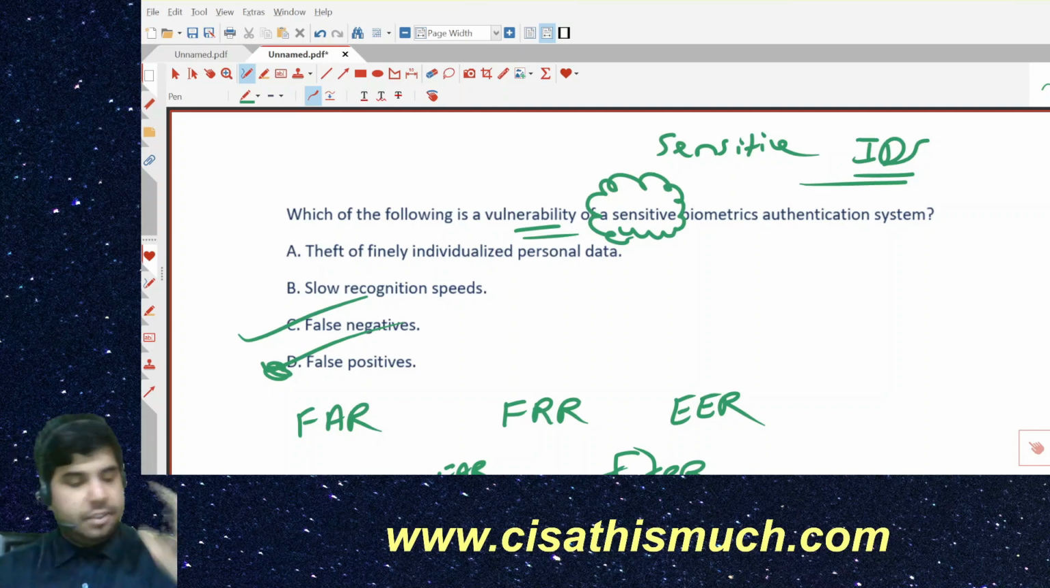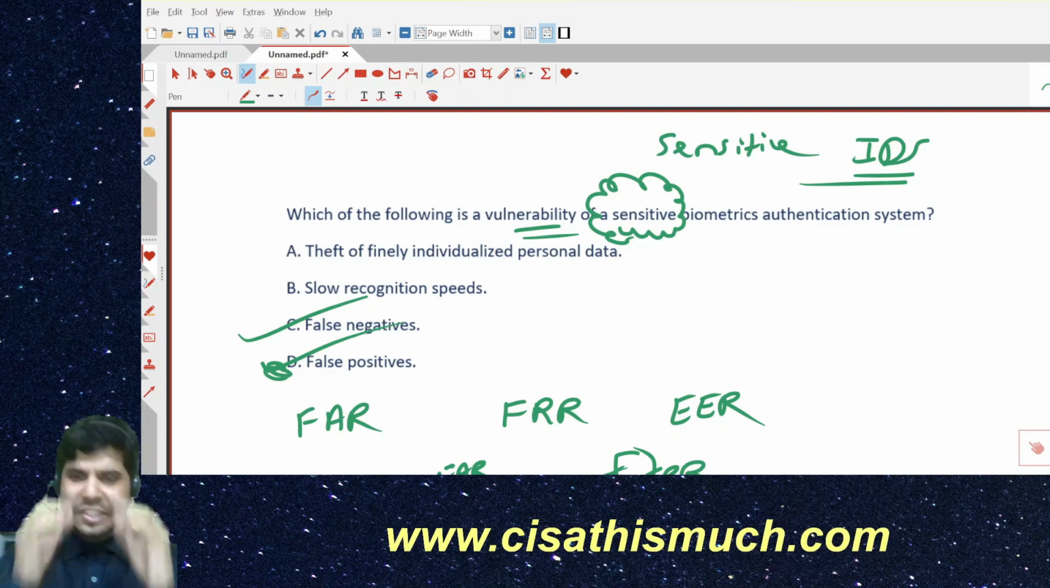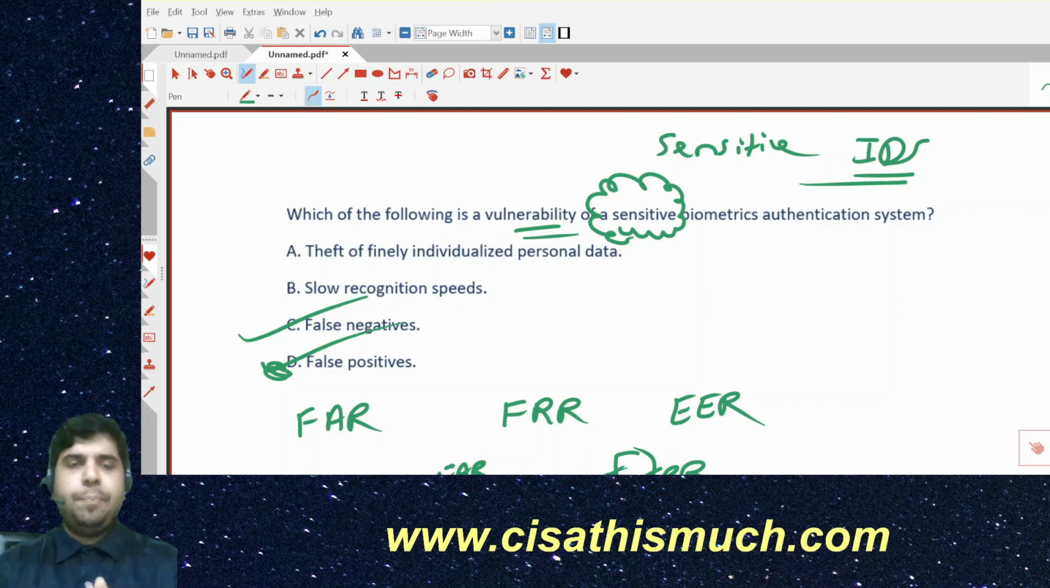Okay, now the game doesn't end here, the story doesn't end here. In the same question, I'm changing something. Which of the following is a vulnerability? This is the reason why you need to get your reading skills right. This is how they can confuse you in the exam. So, which of the following is a vulnerability?